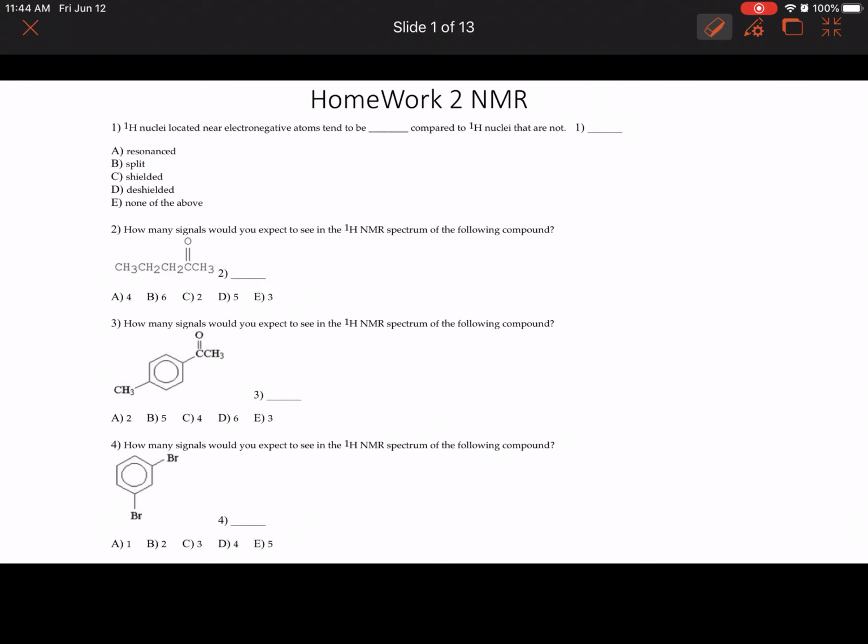Hi everyone, I feel like I should help you with some homework 2 problems which is based on the NMR spectroscopy. So let's go ahead and see how to solve these problems.